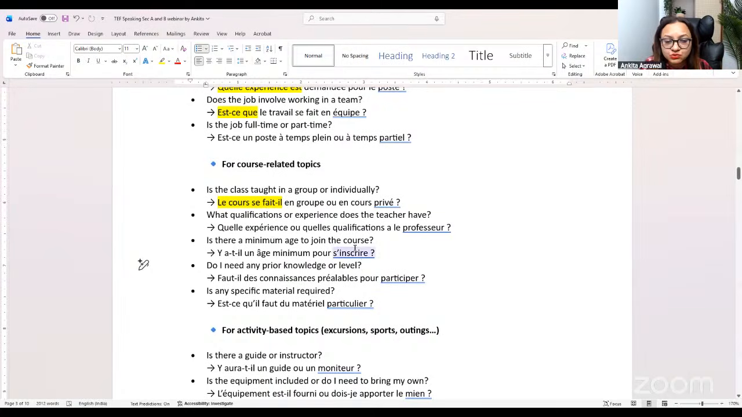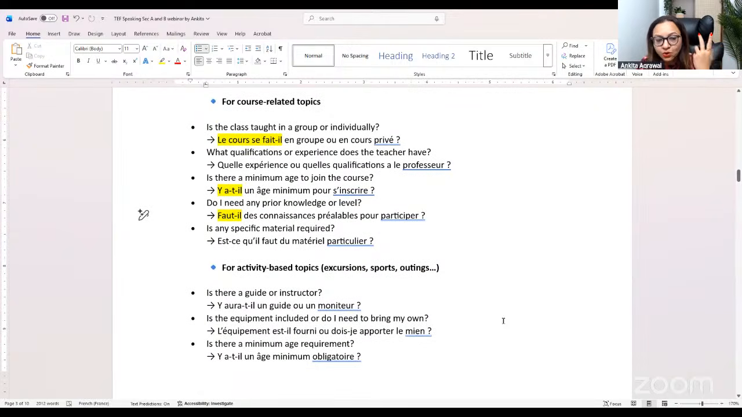Quelle expérience ou quelle qualification a le professeur? Y a-t-il? Y a-t-il is a very good way of usage. TEF, TCF, both. Do I need? Faut-il de? Use faut-il. Very good way. And then est-ce is common. So we have few openings. Est-ce que, qu'est-ce que, comment, combien, y a-t-il, y aura-t-il, and dash se fait, faut-il.